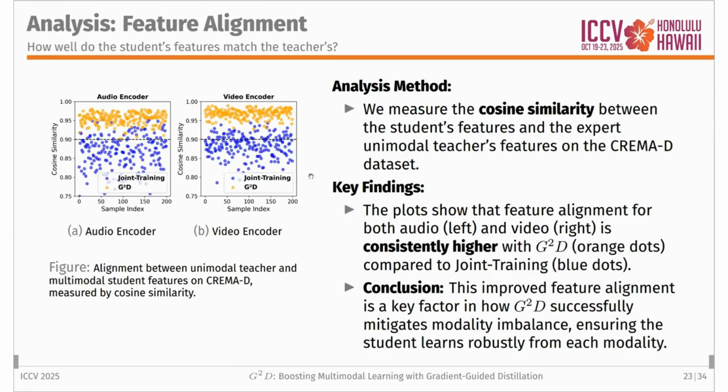So now these are the analyses that we've done. We've first analyzed the feature alignment, that is, how well do the students' features match the teachers'. We measure the cosine similarity between the students' features and the expert unimodal teachers' features on the CREMA-D dataset. We show that feature alignment for both audio and video is consistently higher with G2D compared to joint training. So you see that the cosine similarity of G2D, which are the orange dots, is comparatively higher than joint training, which are the blue dots. So we see that we achieve improved feature alignment through G2D.